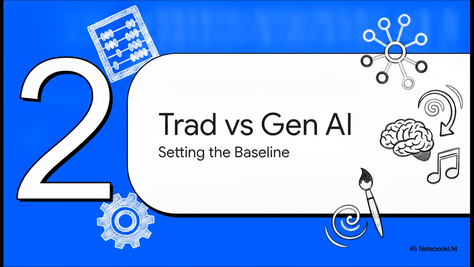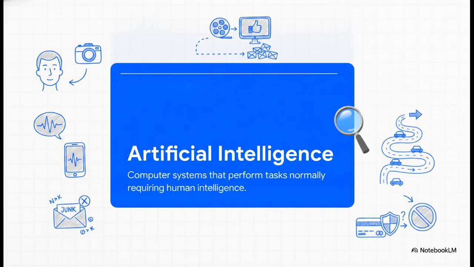Moving on to Section 2. Traditional versus generative AI, setting the baseline. Before we get to the wild stuff, we kind of need to understand traditional artificial intelligence. Broadly speaking, AI is just the ability of a computer to perform tasks that normally require human intelligence. Think about how your phone recognizes your face, or understands you when you ask it for directions, or how your email automatically filters out spam.